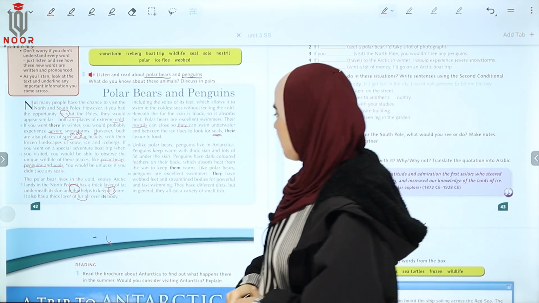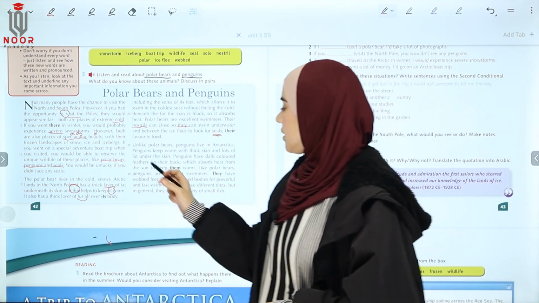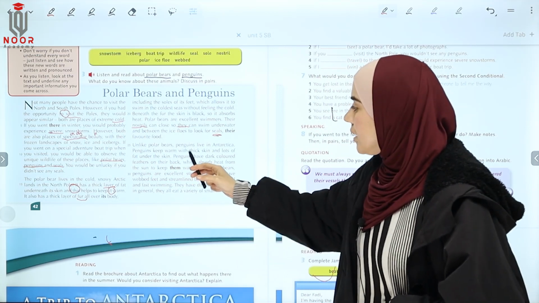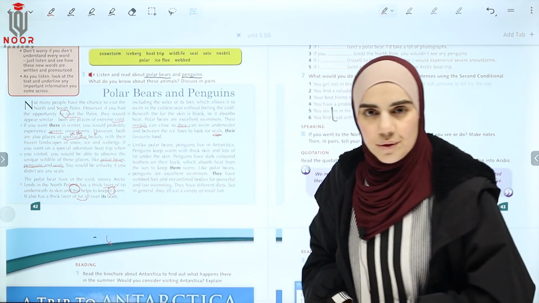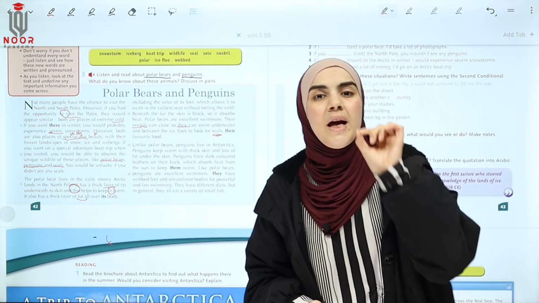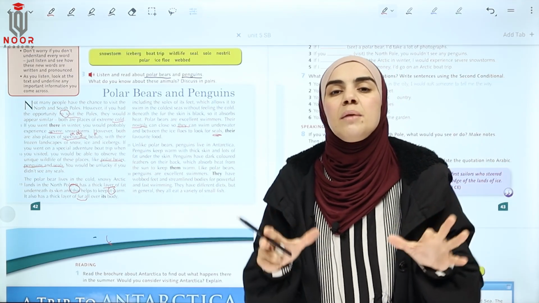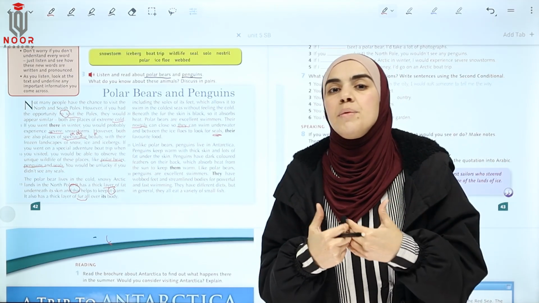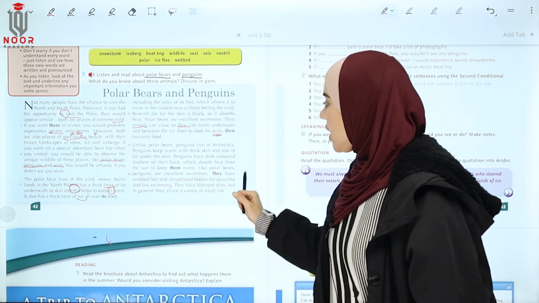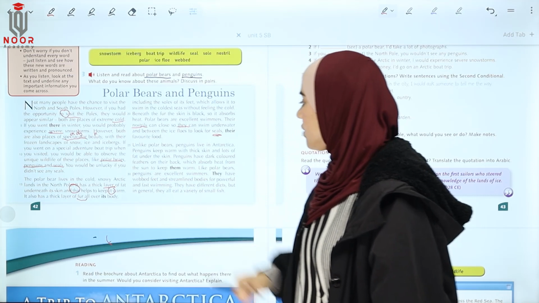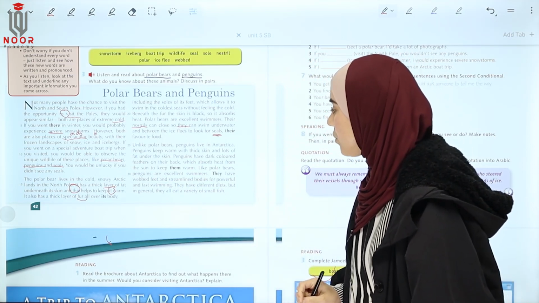Unlike polar bears, penguins live in Antarctica. Penguins keep warm with thick skin and lots of fat under the skin. What about the fat here? Fat here means the layer of fat, which protects them from the cold. Okay? Penguins have dark colored feathers on their back, which absorb heat from the sun to keep them warm.